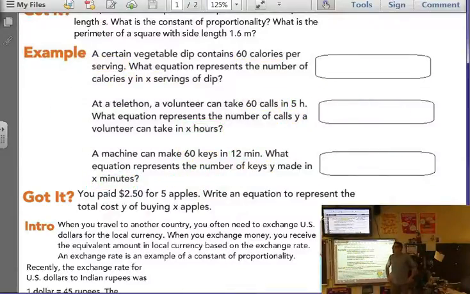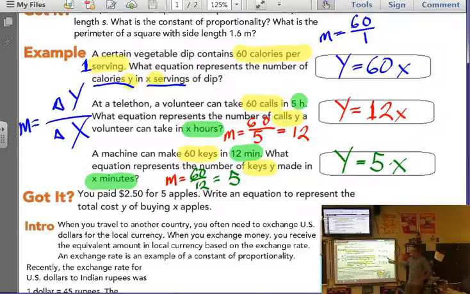Yeah, so y is your dependent variable. It depends on the constant of proportionality and the input value. So the constant of proportionality stays the same. Once you find it, it stays the same. The input value can change depending on how many hours am I working, how many minutes am I making keys, how many servings of dip am I eating. That's what goes in. Because if I'm super hungry, I might eat 5 servings of dip. That's going to change my output.